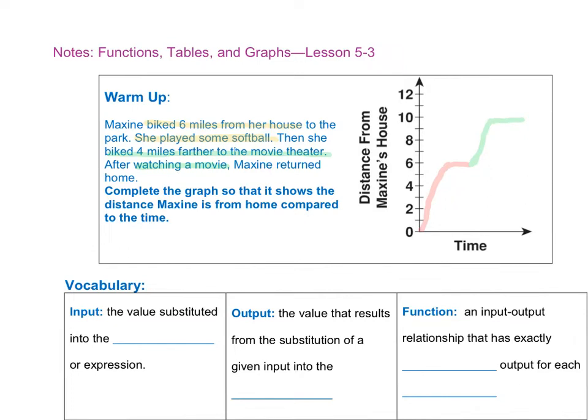There she watches a movie. If she's watching a movie, we're going to see that graph flatten out while she watches the movie. After that, it says she returned home. Well, we know she's biking home. That's how she got to the movie. She's got that 10 miles. If she's biking home, we're going to see her getting closer and closer to home. So the graph should have a shape something like that.